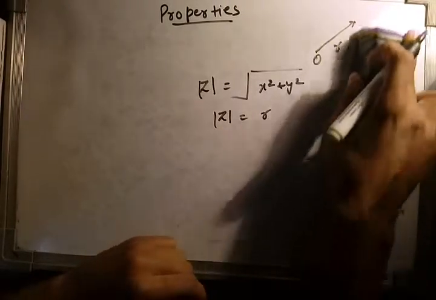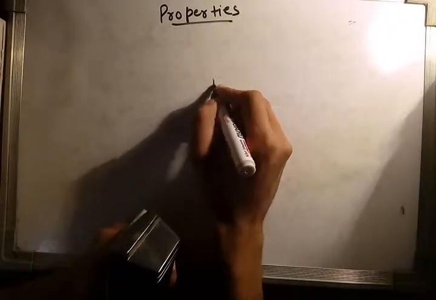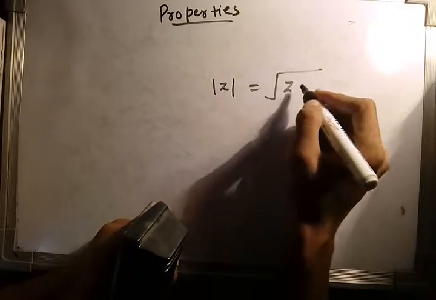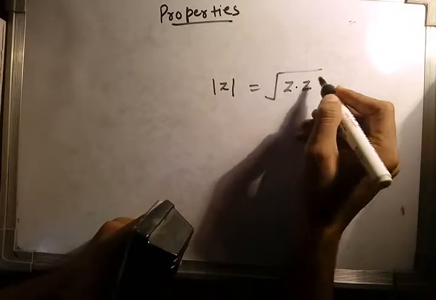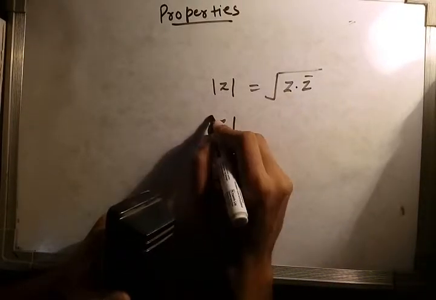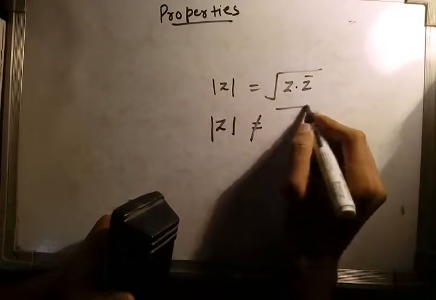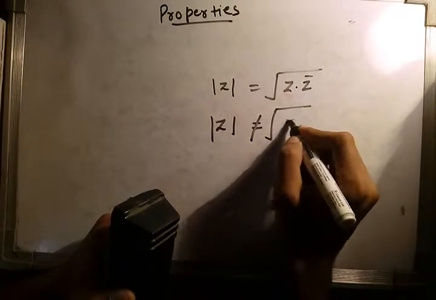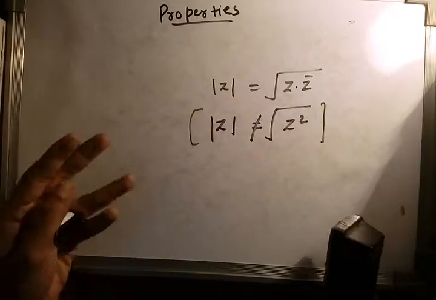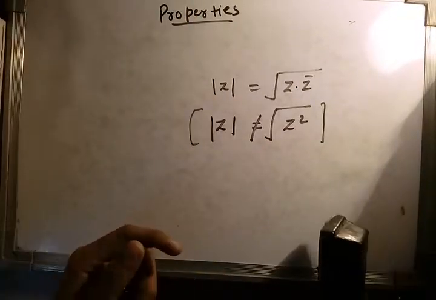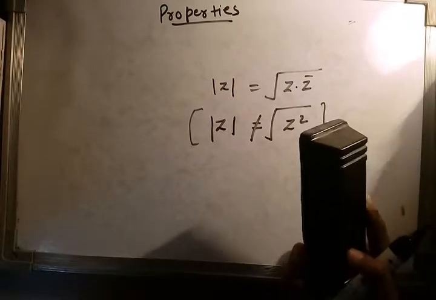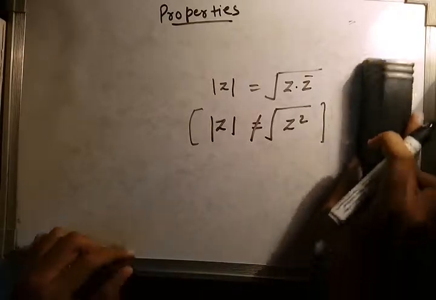So here are two properties of modulus. First, |z| squared is equal to the number into its complex conjugate. And the second property is very important, and you should keep it in mind, that the modulus of z is not equal to the root of the square of a modulus. This is the only property which is different from the properties that I mentioned earlier in case of real numbers. Real numbers only.